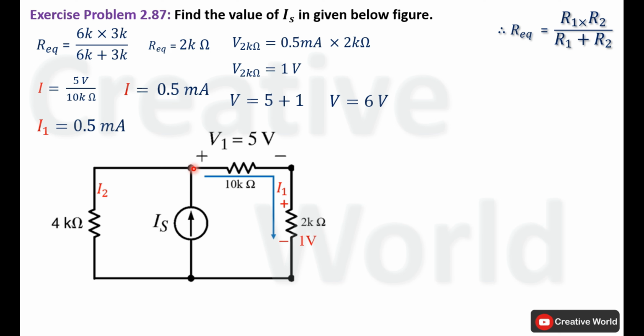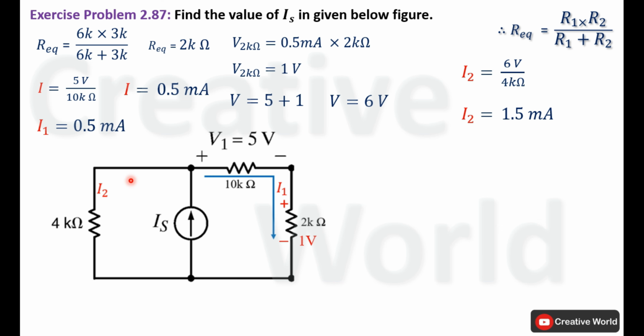Now 6 volt will be appearing across this constant current source as well as the 4 kilo ohm resistance because of parallel connection. From this point, we can calculate the value of current through this 4 kilo ohm resistance because voltage across it is calculated, that is 6 volt. So using Ohm's law, we will calculate current through this 4 kilo ohm resistance, that will be equal to I2. I2 is equal to 6 volt divided by the value of resistance 4 kilo ohm. So the value of current I2 will be 1.5 milliampere. And the direction of current through this branch will be counterclockwise, leaving from this node.